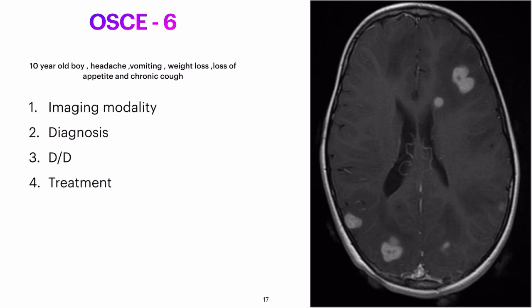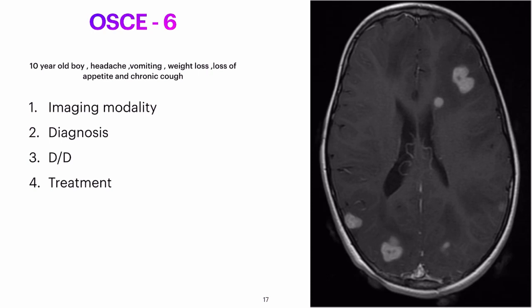You have to know the imaging modality. Obviously, this is an MRI. You can't see the bone window. Then you have to know the diagnosis. There are multiple ring enhancing lesions. You have to know the differential diagnosis of the ring enhancing lesion. This is one of the most common questions asked in the exam. And you have to know the treatment for this patient.